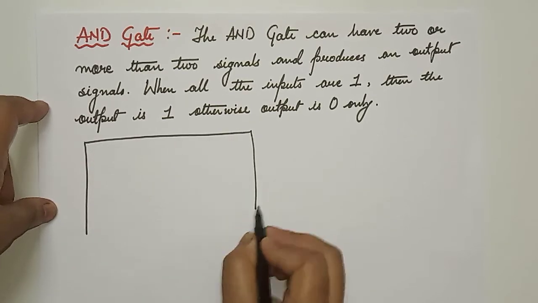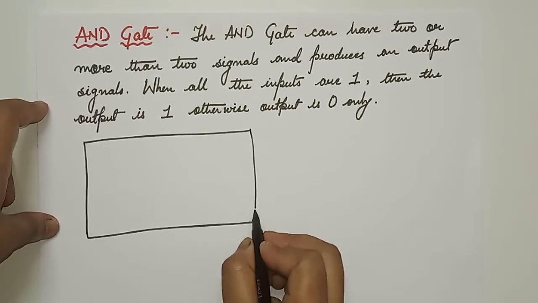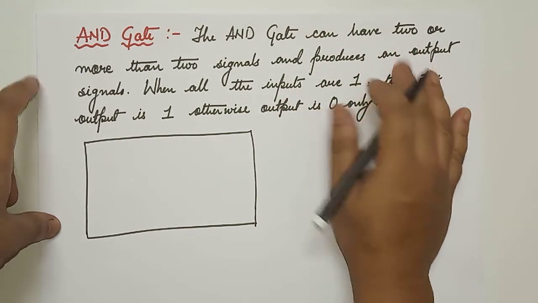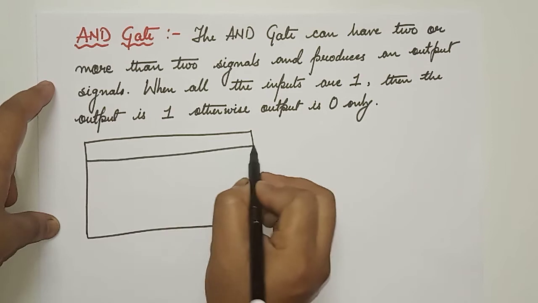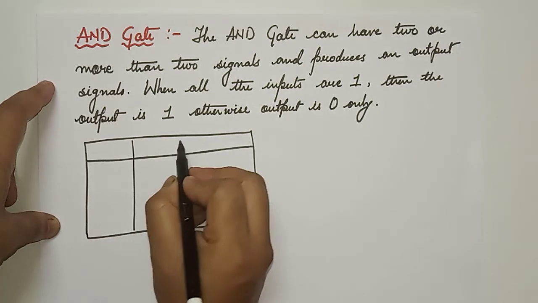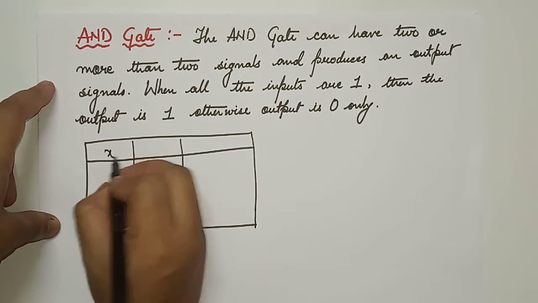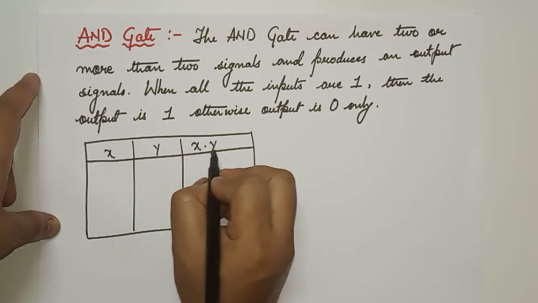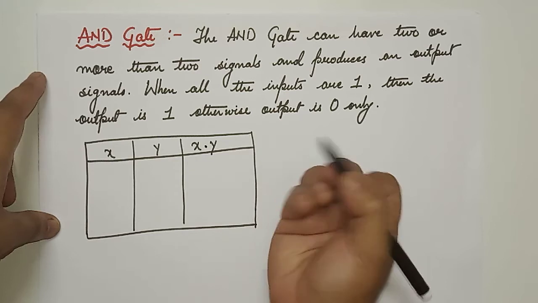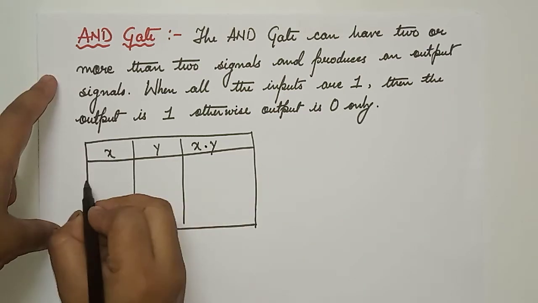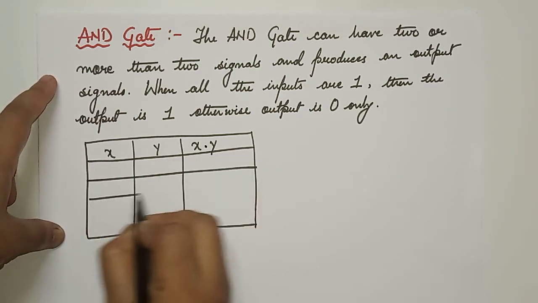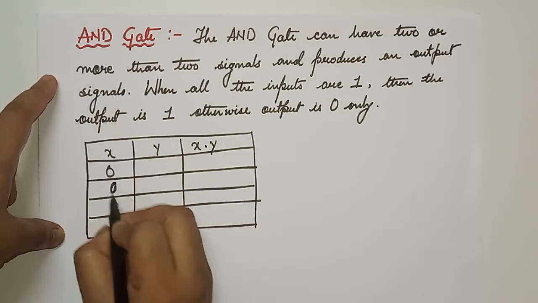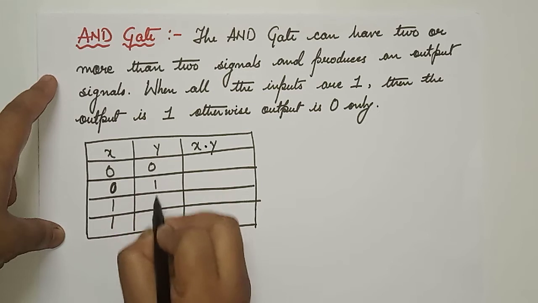From the definition, we can make out that a minimum of two inputs are required. So let's say we have taken two variables. AND means it will perform logical multiplication. The combinations are 0 0, 0 1, 1 0, 1 1.